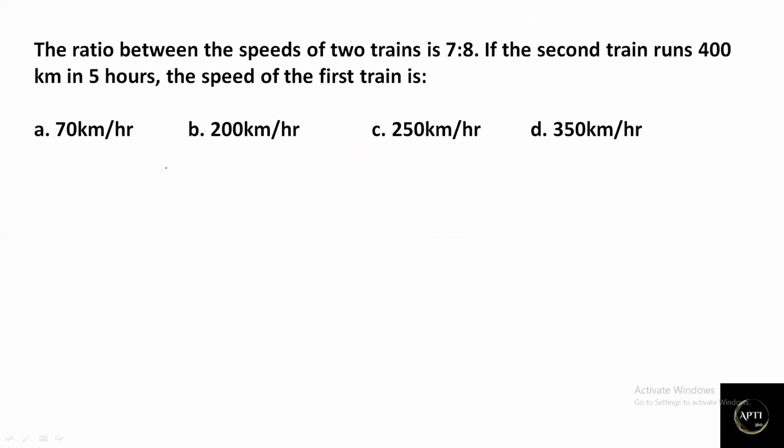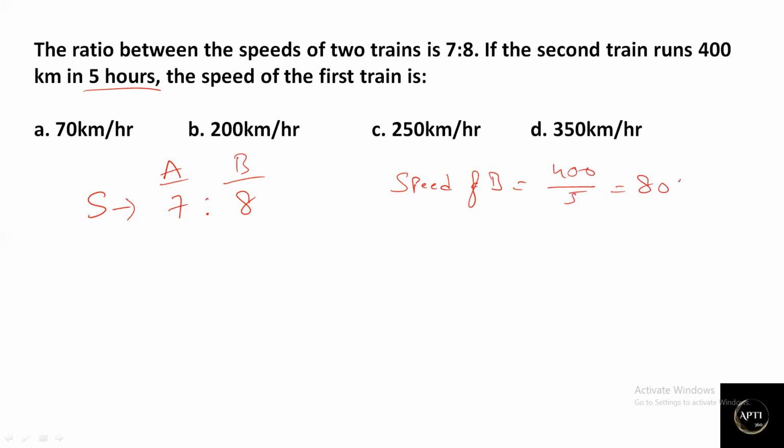Now, the ratio between the speeds of two trains. Let us consider train A and train B. The speeds are in the ratio 7 is to 8. Second train running 400 kilometers in 5 hours means, can I calculate the speed of the second train? Speed of B: 400 divided by 5, distance by time, which is equal to 80 kilometers per hour.